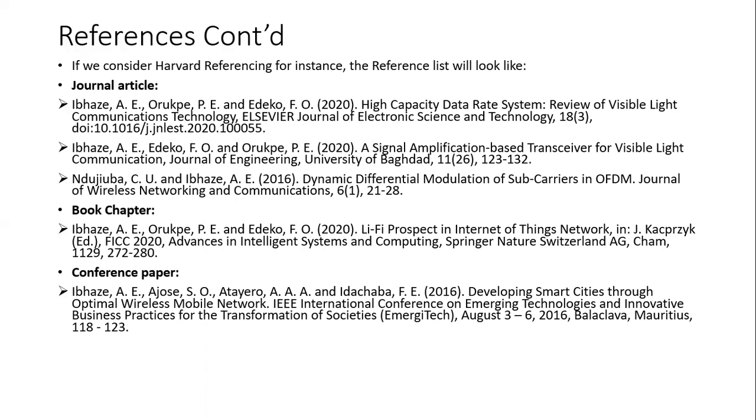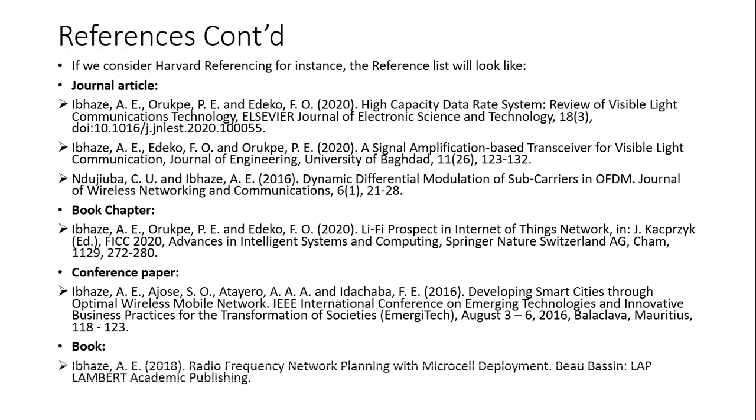Then a conference paper, we have Ivaze E, Ajoses, O Atairo AAA, Dachaba FE 2016, Developing Smart Cities through Optimal Wireless Mobile Network, IEEE International Conference on Emerging Technologies and Innovative Business Practices for the Transformation of Societies, August 3rd to 6th, 2016, Balaclava, Mauritius, 1182-123. Then when we have a book, say AE 2018, Radio Frequency Network Planning with Microcell Deployment, Bo Basin, Lambert Academic Publishing.